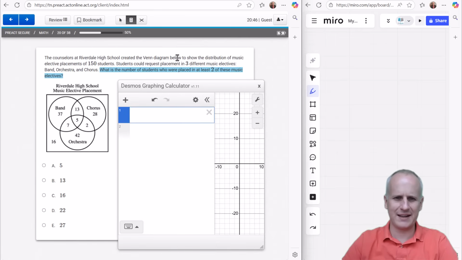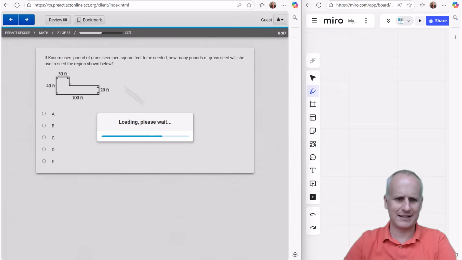So we've got a Venn diagram below to show the distribution of music elective placements of 150 students. Students could request placement in 3 different music electives, band, chorus, and orchestra, and we want to count those that were in at least 2. So I'm literally just looking to the left, and I see that 13 are in band and chorus. We will add that to the 5 that are in band, chorus, and orchestra. We will add that to the 7 that are in band and orchestra. We will add that to the 2 that are in orchestra and chorus, and we've got our correct answer of 27, really without too much effort at all. So we will then click next to the next problem.